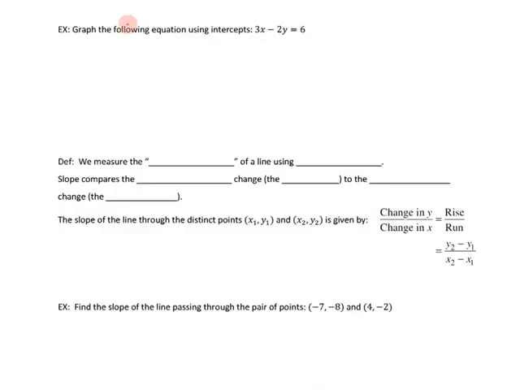Here we have another one, very similar to the previous problem. So I'll start by drawing my t-chart. I'm going to graph the following equation. I'm going to use the intercepts to do so. So I'm going to start by setting y is equal to 0 and finding x to get the x-intercept. So that would be 3x minus 2 times 0 is equal to 6. That drops out because it's just minus 0. So divide both sides by 3, and I end up with x is equal to 2 is my x-intercept.